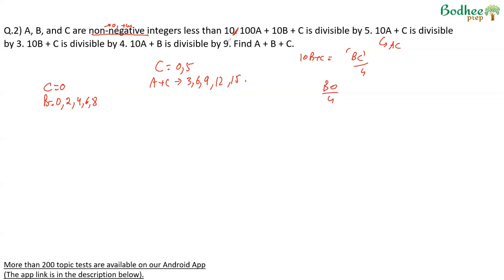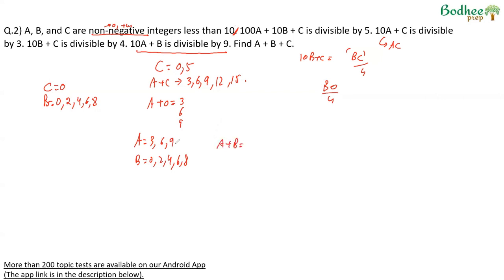10A plus B is divisible by 9. Now if we put C as 0 here, A plus 0 can be 3, it can be 6, it can be 9, it cannot be more than that. And therefore A is either 3, 6 or 9. B we know is 0, 2, 4, 6, 8. 10A plus B is divisible by 9. Therefore A plus B has to be a multiple of 9.